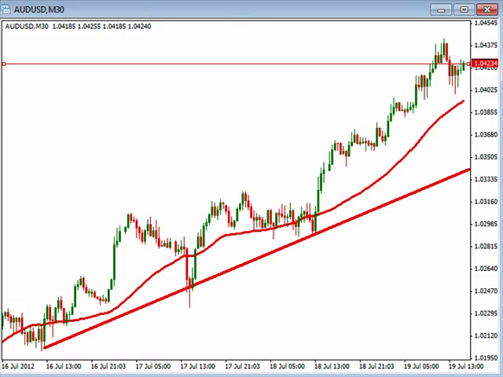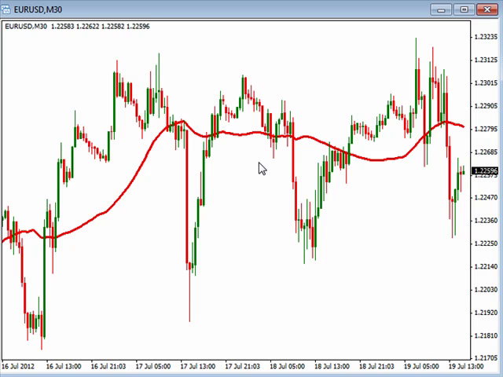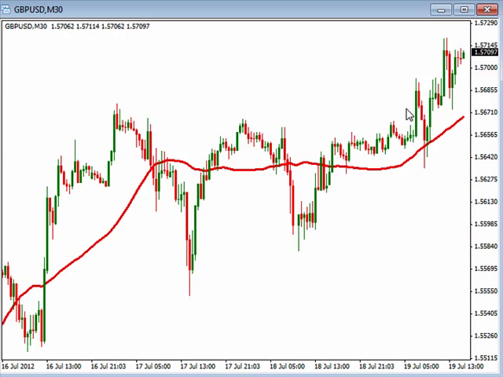Now, let's take a look at the euro dollar. In comparison to the Aussie dollar, there is really no comparison to the deliberate nature of the trend for the Aussie dollar versus the non-deliberate nature of the trend for the euro dollar. So when we see this type of choppiness, we want to be very careful. Here's the pound dollar. Right now, we're starting to see it trend a little bit more.